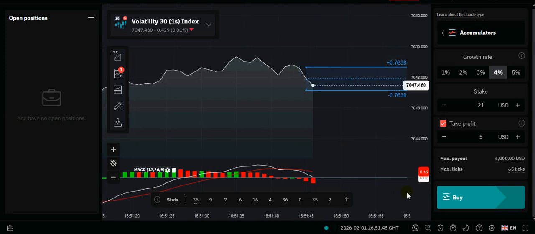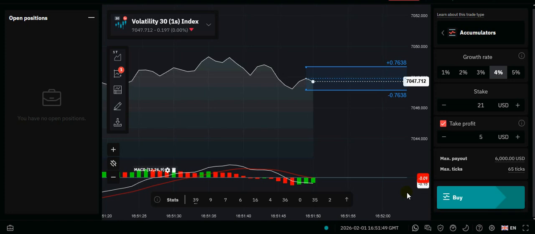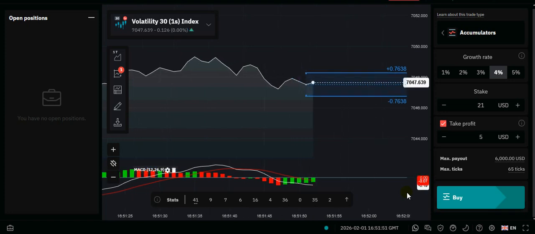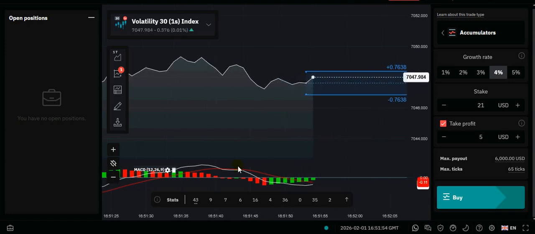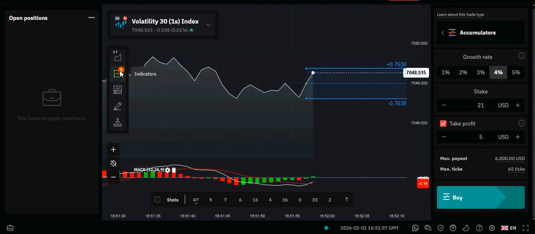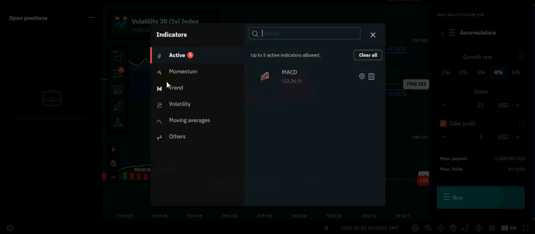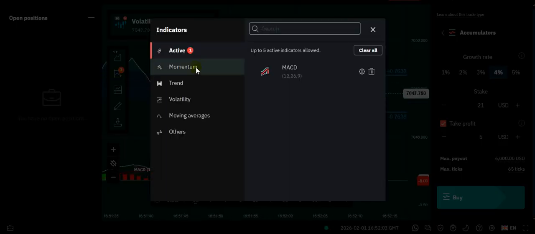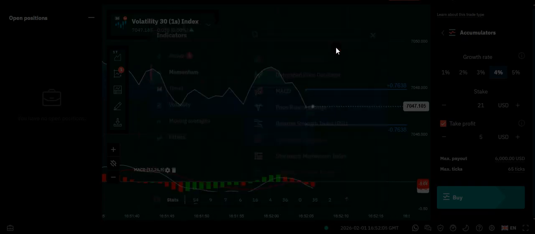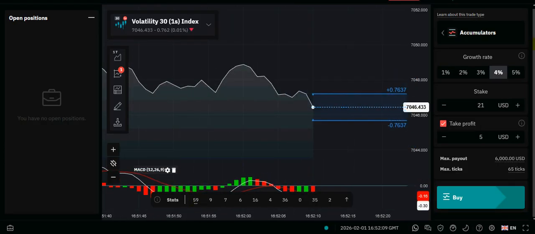And here is for V31X. So we'll be trading Volatility 31S right here. And once you log into your trading account, go to Volatility 31S. We're using the MACD as well. We're in dark mode. You can change to dark mode. For the indicator, you go to momentum, click on MACD. You're going to see it right here. We're going to be working with this number. Go to accumulator, click on it.